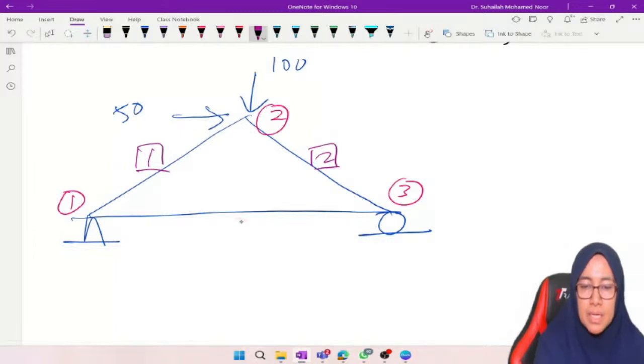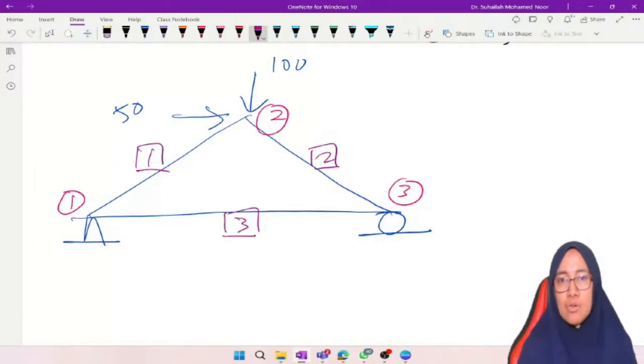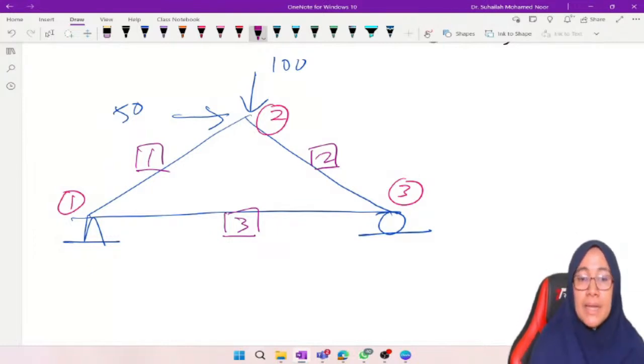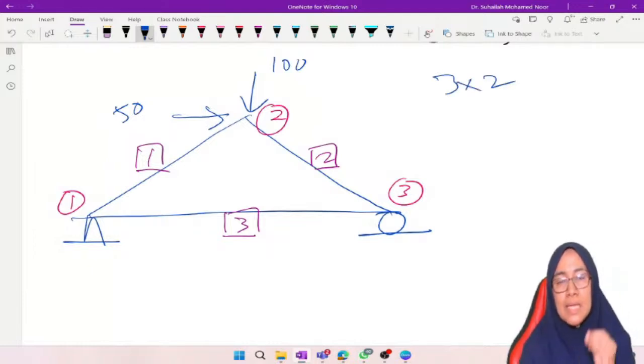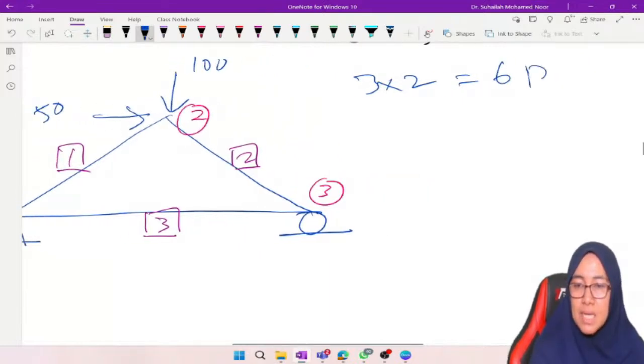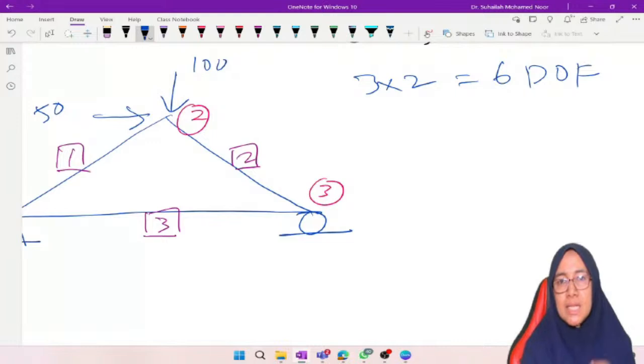There are no rules, just put 1, 2, 3. Element number 1 joins node number 1 and node number 2, element number 2 joins node number 2 and node number 3, and element number 3 joins node number 1 and node number 3. Now the degrees of freedom. There are 3 nodes, 3 times 2. In total, there are 6 DOF.